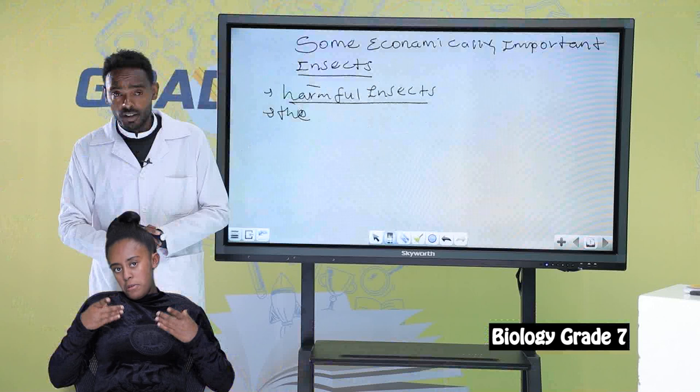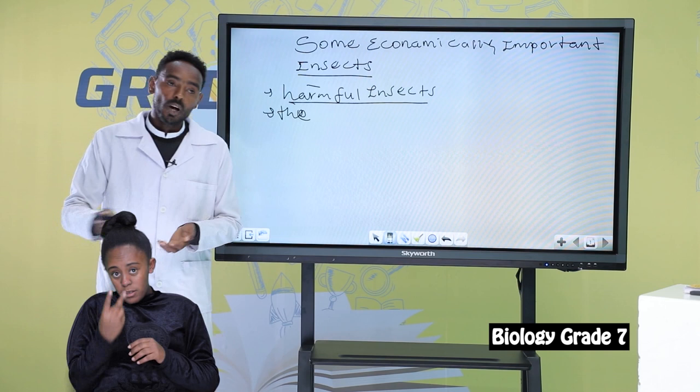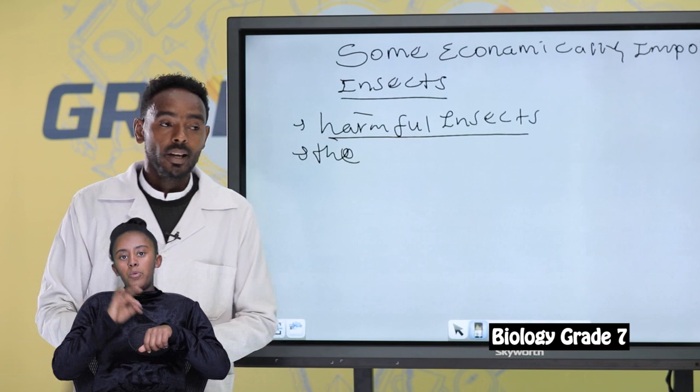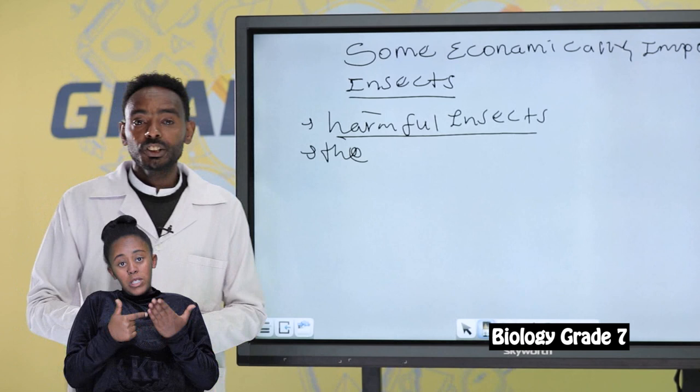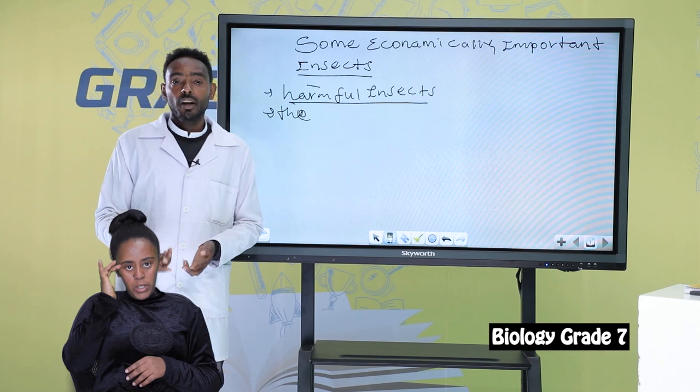If you take an insect like the tsetse fly, it causes a disease called trypanosomiasis in humans and also a disease called Gandy in cattle. Dear student, be with me. These insects are known as vectors. Vector means a disease-carrying insect. They carry disease-causing germs.